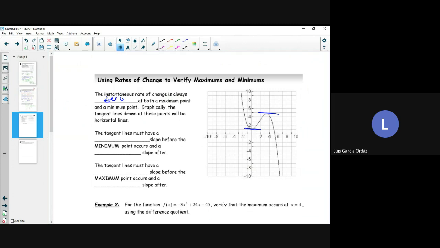So the tangent lines must have a negative slope before the minimum point occurs and a positive slope after, which makes sense because if you're coming down, you have a negative rate of change, and when you come back up, your rate of change is positive. So tangent lines must also have a positive slope before the max and a negative slope after.